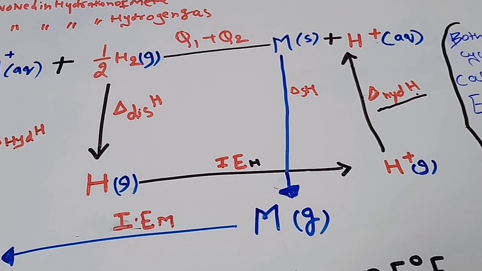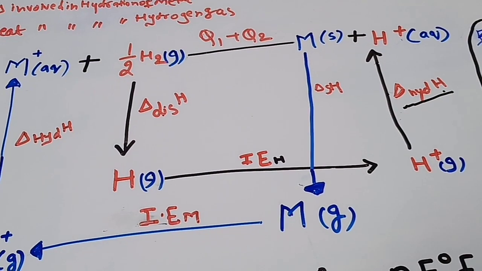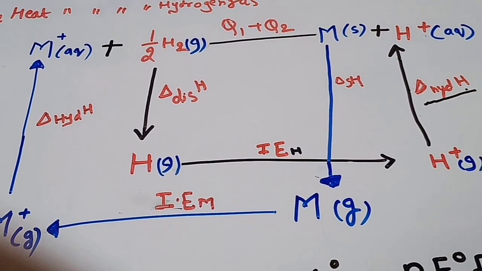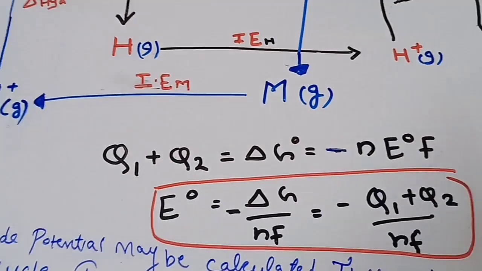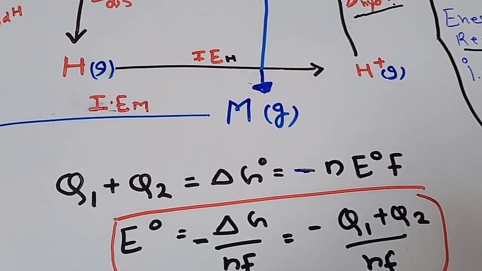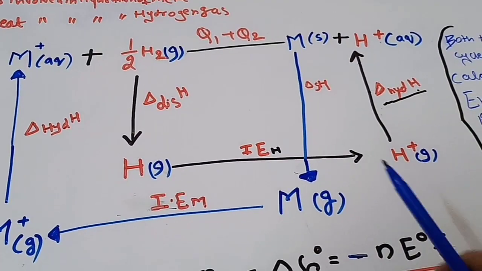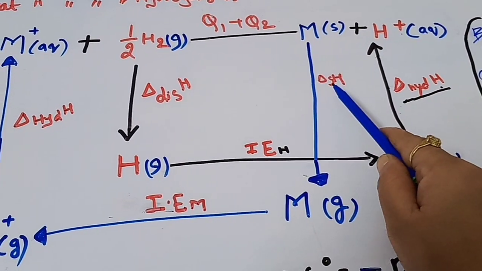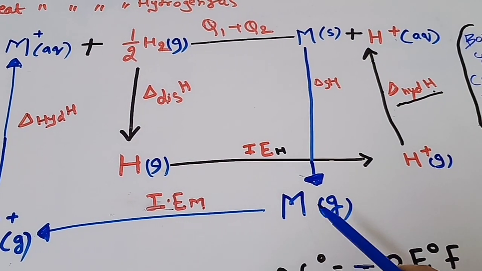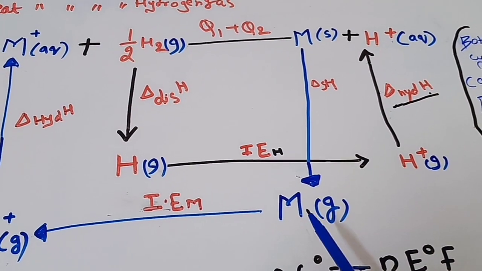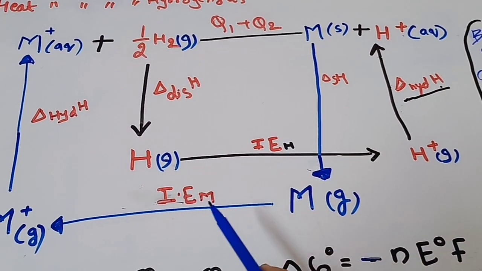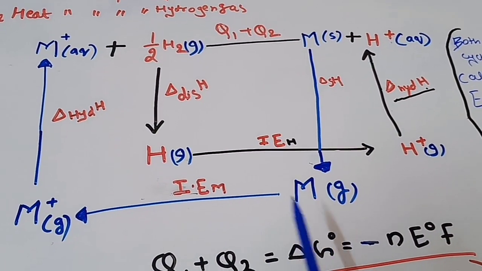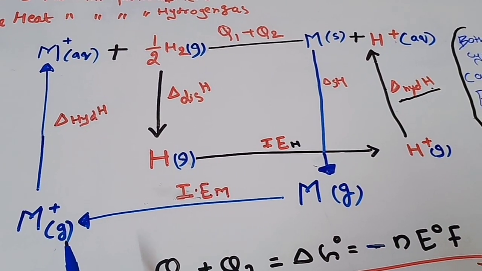Now we can say that by combining both the above cycles, we can calculate the energy used in the reduction of the metals. That is, we can calculate the Gibbs free energy, delta G naught. Now we can see the first cycle: our metal in the solid state, by the heat of sublimation, gets converted into the gaseous state, and by supplying the ionization energy it gets converted into the M plus ion. It loses the electron and gets converted to M plus ion in the gaseous state.